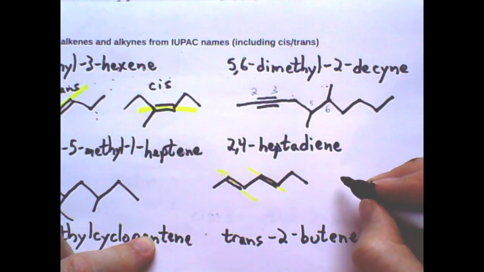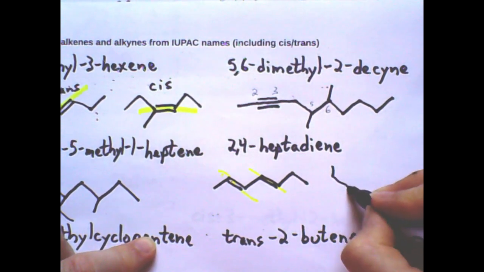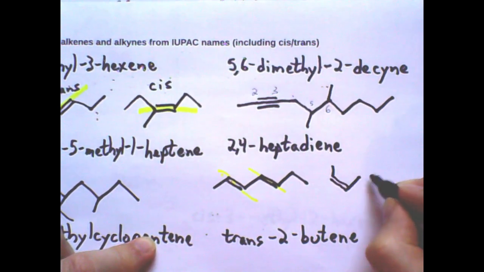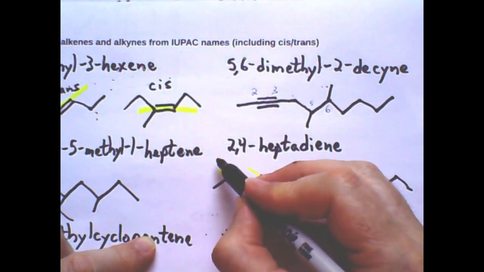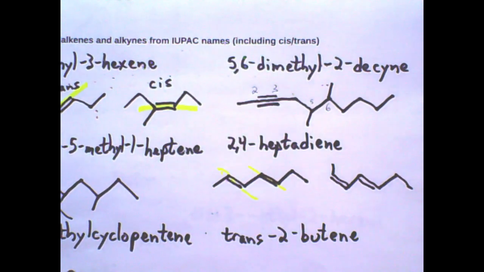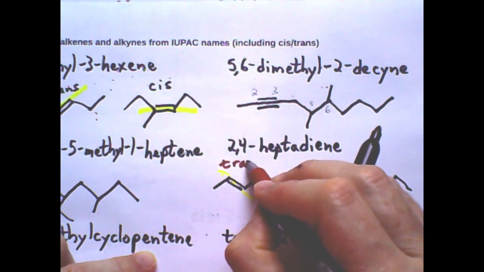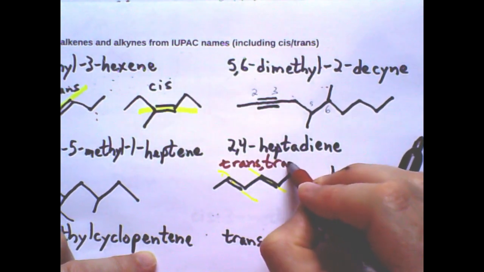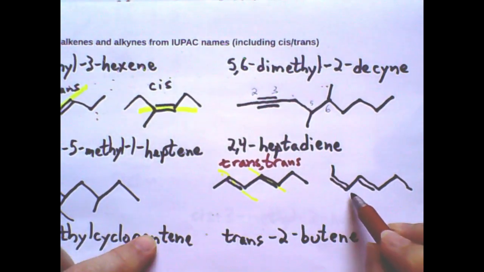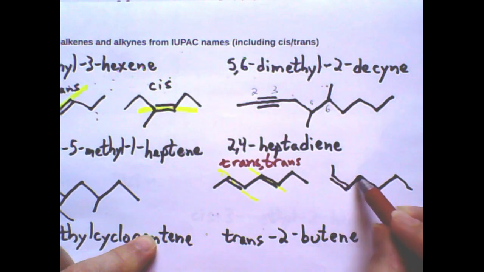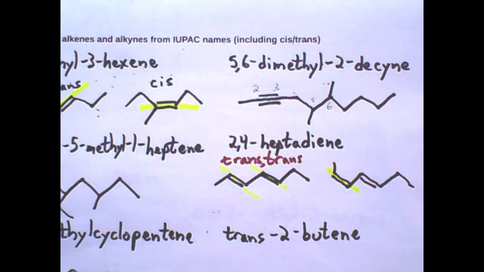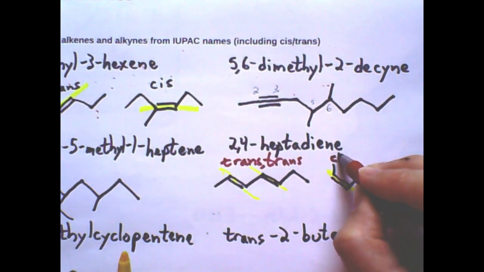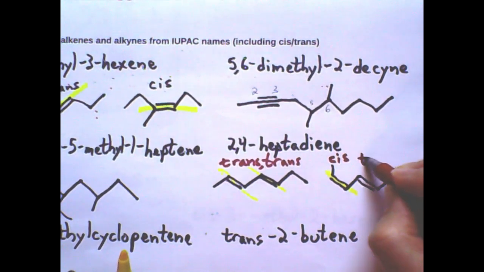I could make the first one cis. I'll do that like this. So this is trans. Now this one here, with the 2 big groups on the same side of this double bond, gives me cis, trans.